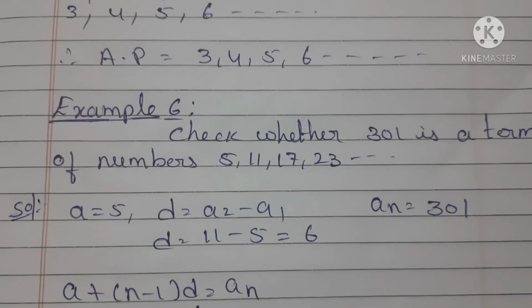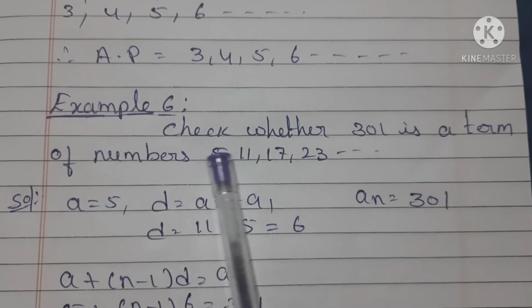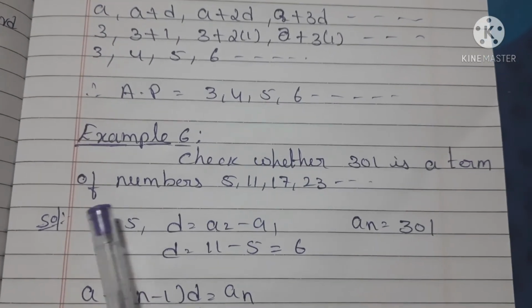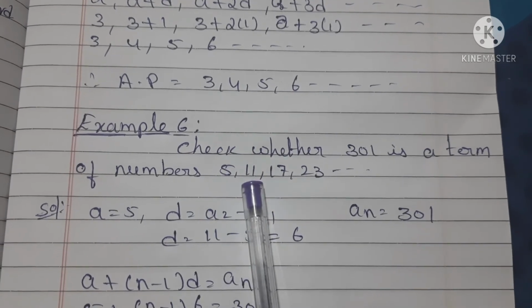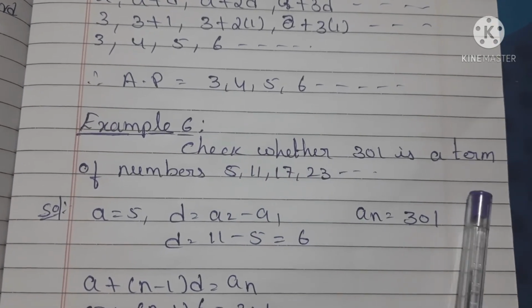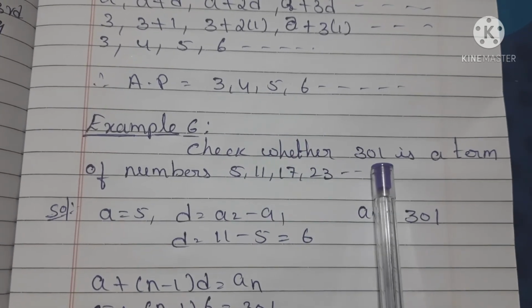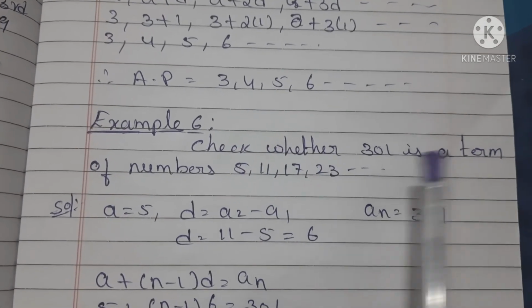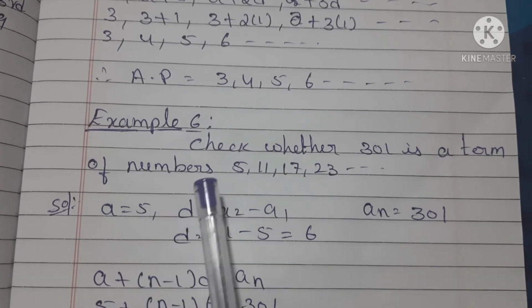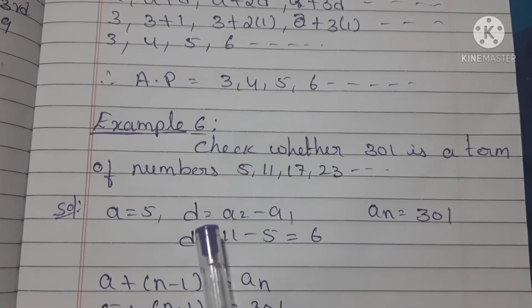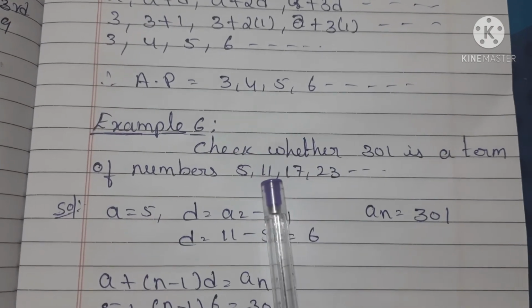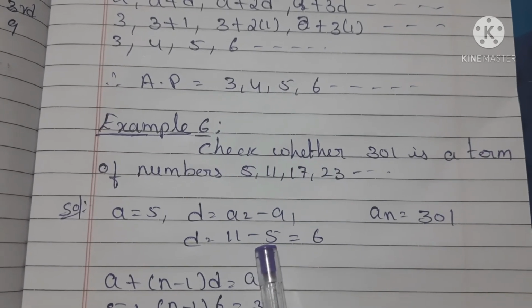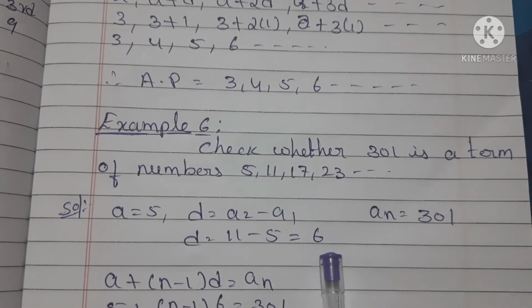Now, example 6. Check whether 301 is a term of the numbers 5, 11, 17, 23, and so on. See what they are asking, whether this 301 is there in these numbers or not. Now the a value here is 5, and d is equal to a2 minus a1. Here a2 is 11, a1 is 5. d is equal to 11 minus 5, which is 6. Now the d value is 6.